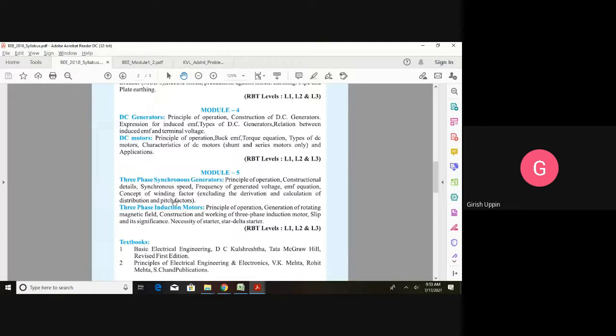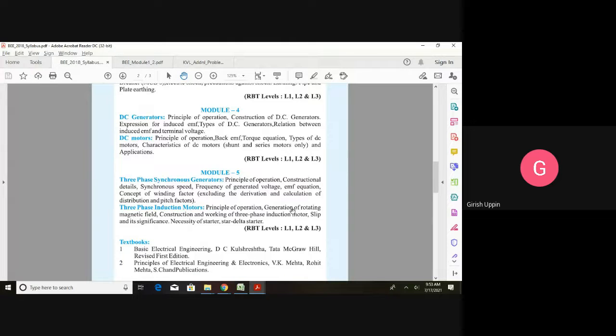Then others is fine. Concept of winding factor, that is okay. So the most important question is construction of a three-phase induction motor, and also principle of operation. They might ask the principle of operation in a three-phase induction motor. Again, principle of operation, then generation of a rotating magnetic field. Generation of rotating magnetic field is the most important question. It has repeatedly been asked.